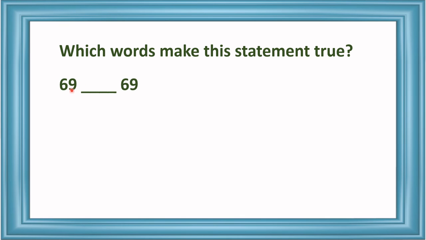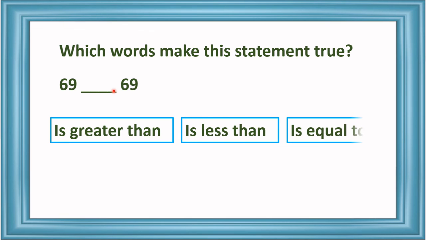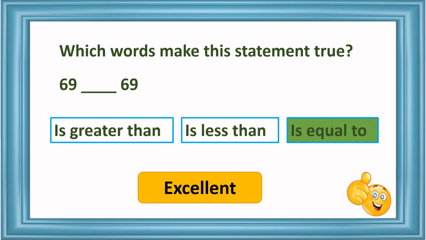Third one, 69 and 69. And options are here. Come on, tell me which is the right option. Yeah, very nice. Tens also same, units also same. So both numbers are equal to each other. So 69 is equal to 69. Excellent answer.